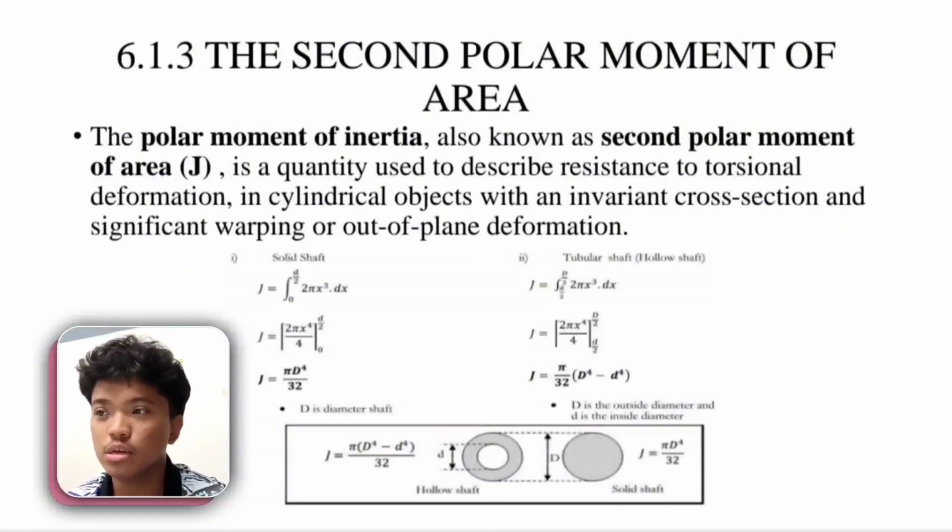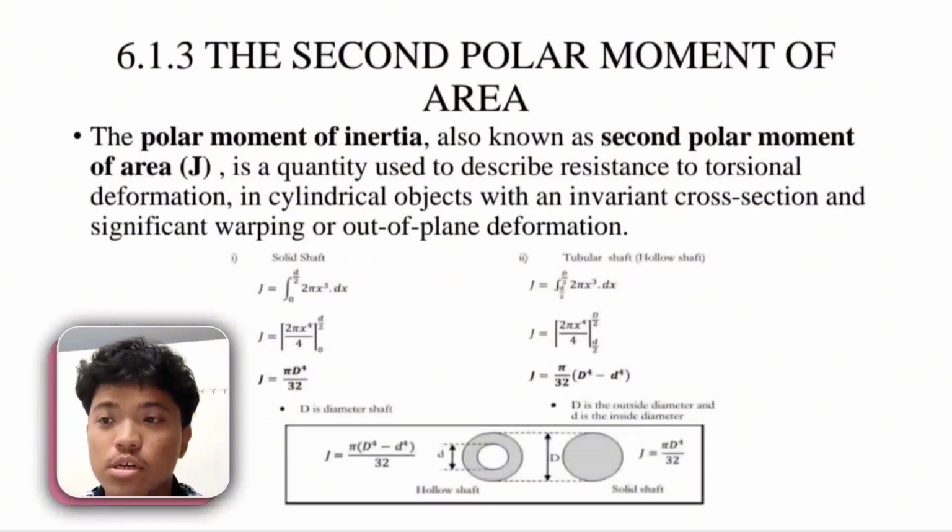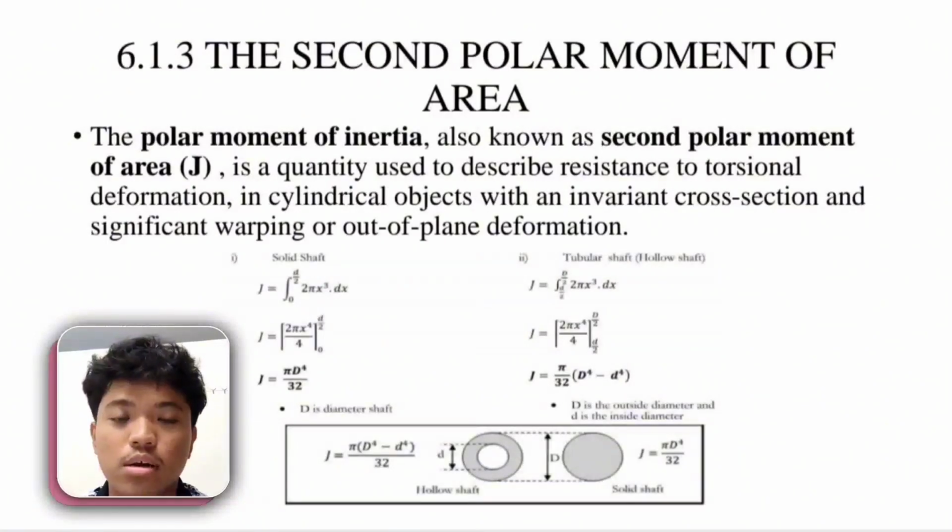For 6.1.3, the second polar moment of area. The polar moment of inertia, also known as the second polar moment of area, J, is a quantity used to describe resistance to torsional deformation in a cylindrical object with an invariant cross section and no significant warping or out of plane deformation. The formula for solid shaft, J equals integrate from 0 to D over 2 of 2 pi r cubed dr. So we integrate the original equation, and J equals pi D power of 4 over 32.